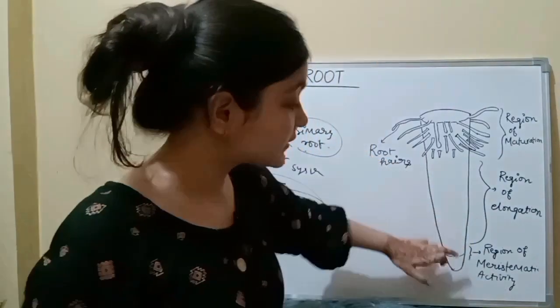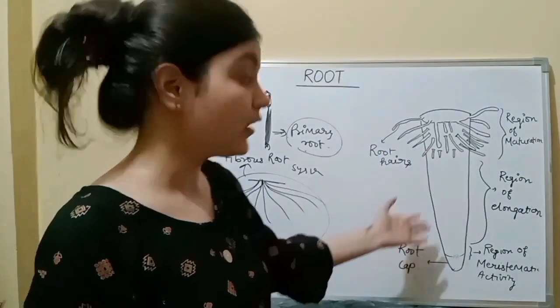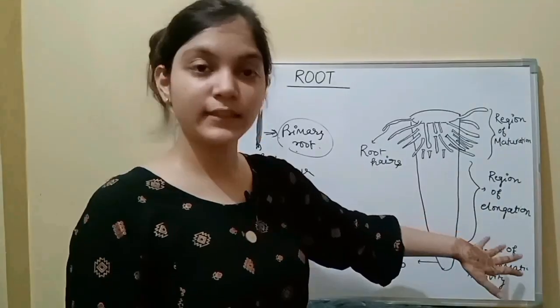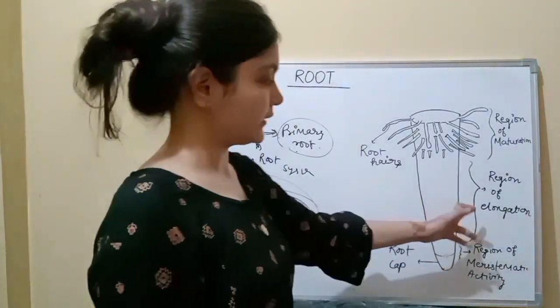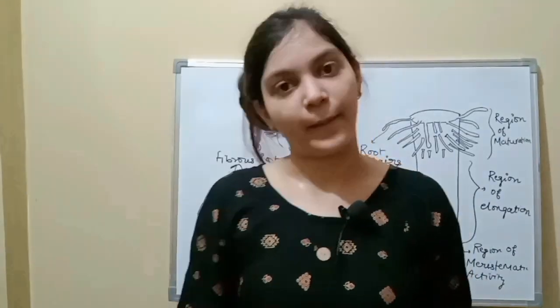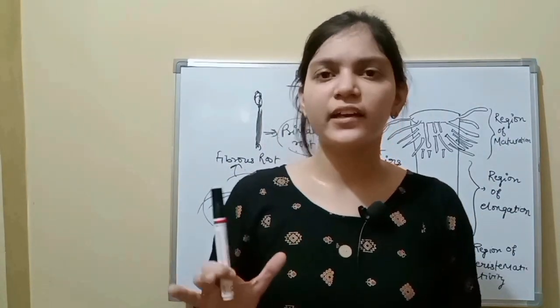So in the meristematic zone of the root, what are the cells doing? There the cells are dividing multiple times. Now let's understand the third zone of the root, that is the elongation zone. The elongation zone is the site of extensive and rapid cell elongation.